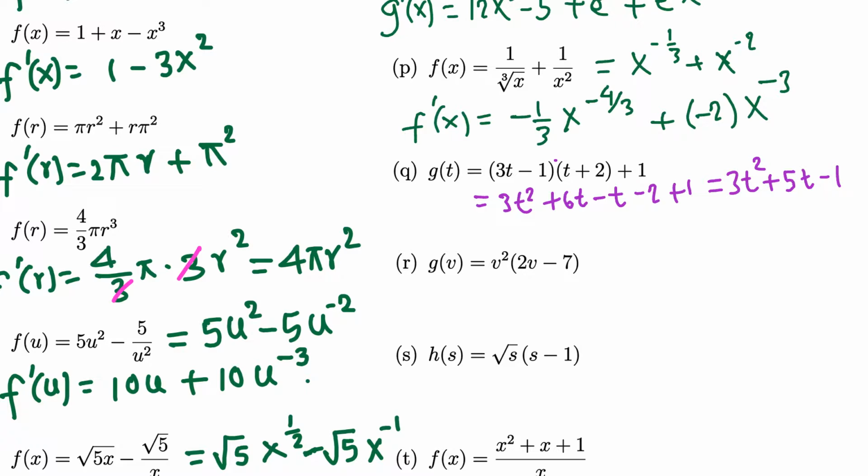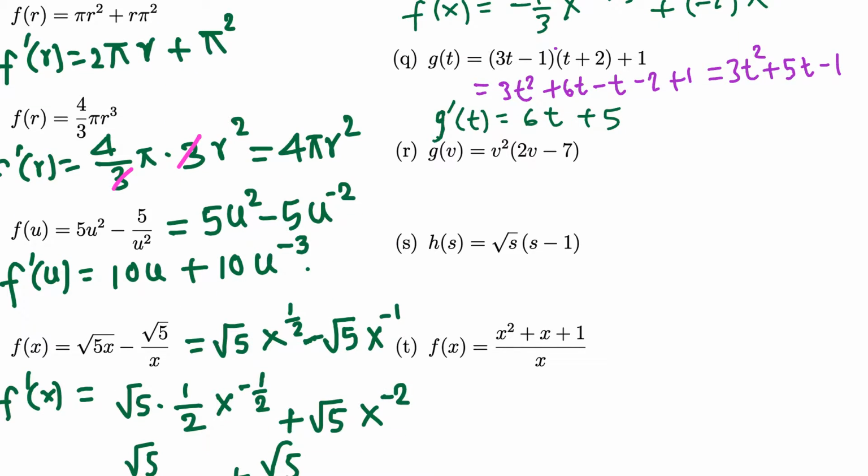It's not difficult now. G prime is, it's like x, okay, 3t squared, so 2 times 3, 6t, because we need to decrease the exponent by 1, 6t, plus the derivative of 5t is just 5, minus the derivative of 1 is 0, so 6t plus 5.